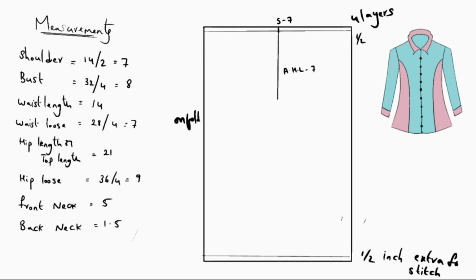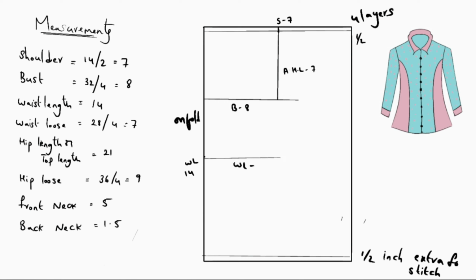Where the armhole length ends, from there, like from midpoint, you will take bust loose 8. I am writing everything in shortcut. B is equals to 8. Then waist length. From midpoint to length 14, and from that point you will take waist loose. Waist loose is equals to 7.